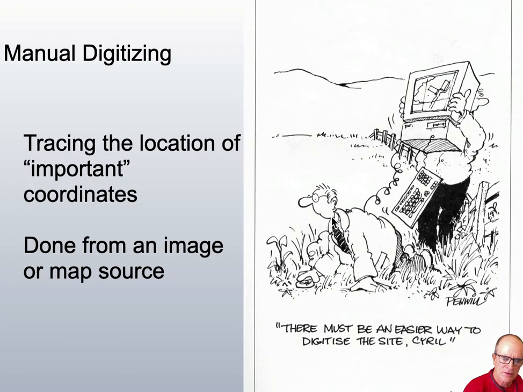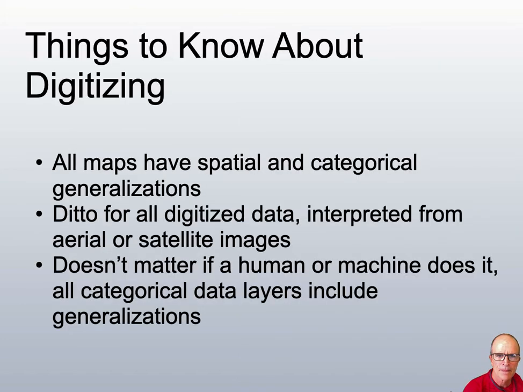So when we're digitizing, we're basically doing something like this. We're tracing the location of important coordinates. And so we have to effectively drag the cursor across the landscape, but we're doing it on an image to collect the positions of those features, right? Things to know about digitizing.